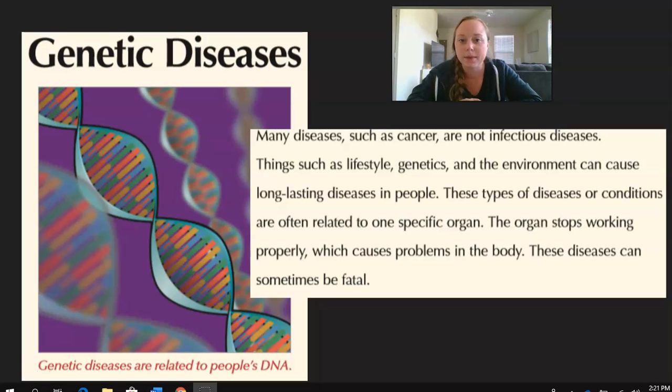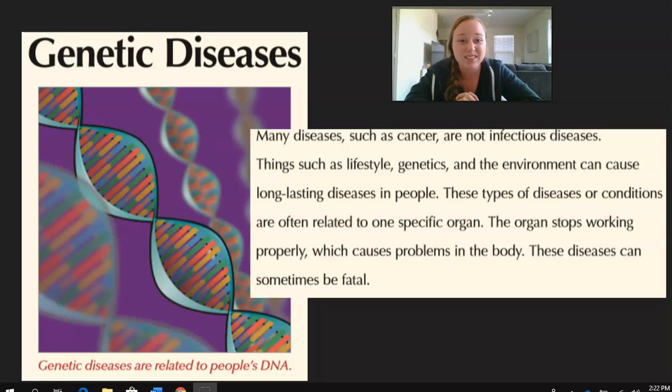So let's talk about genetic diseases. Genetic diseases are related to people's DNA. You guys are talking a lot about DNA right now in your English class. So remember, we get DNA from our parents, our grandparents, and we move on up the family tree. So it's very important to know if your family has a history of genetic diseases.